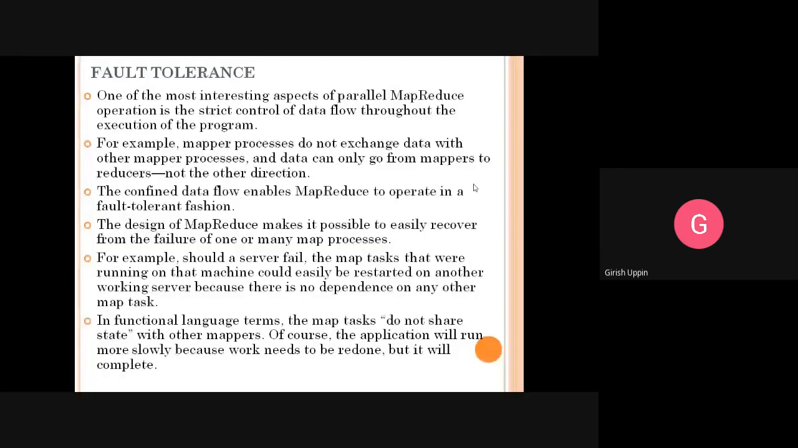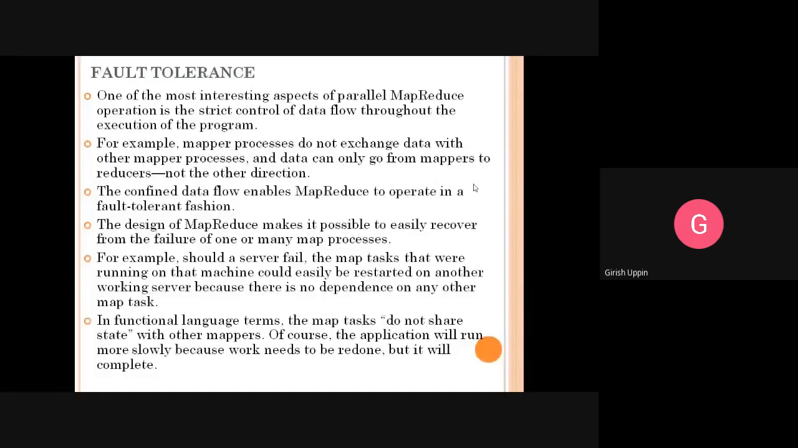Fault tolerant in the sense that if some process fails, or if some server fails, then we can easily restart another mapper process. The only thing that will happen is it will add to the processing time, because that particular map process has to be restarted from the beginning, so there will be additional time. Other than that, there is no issue with the processing itself.